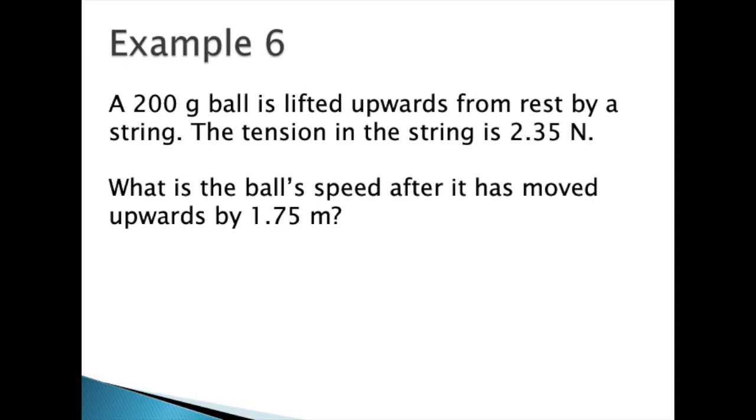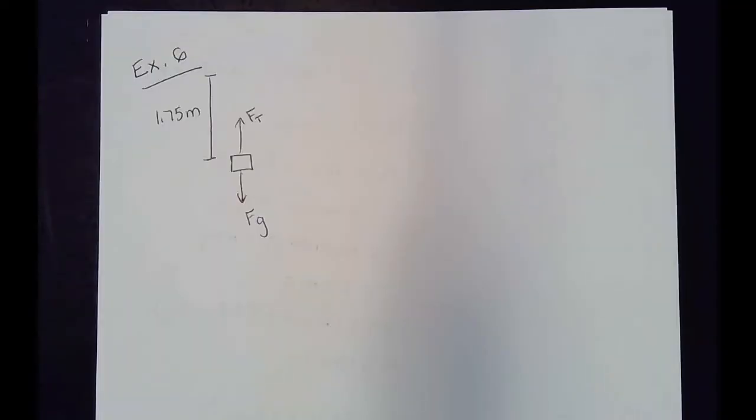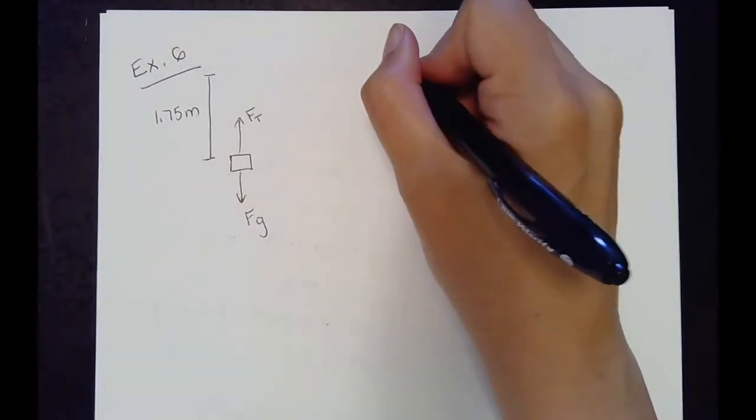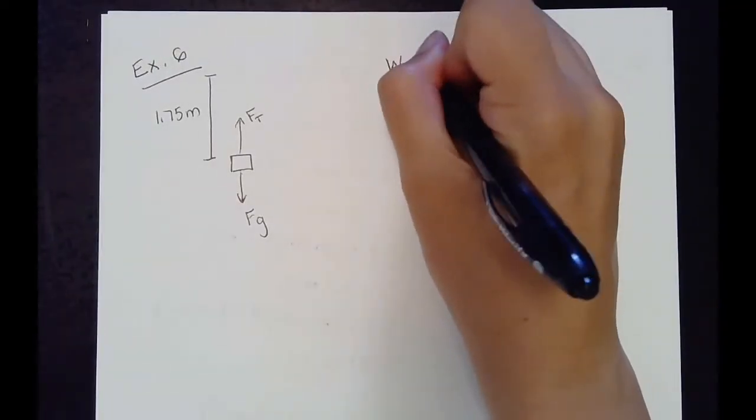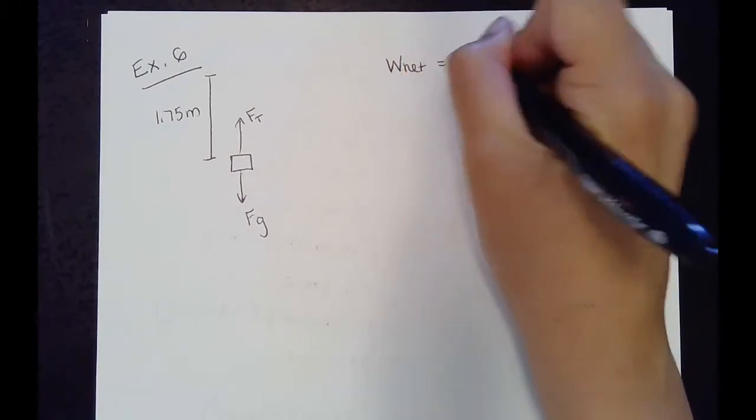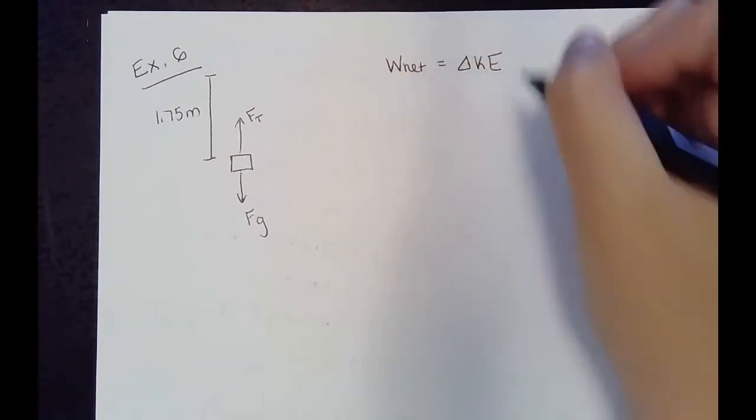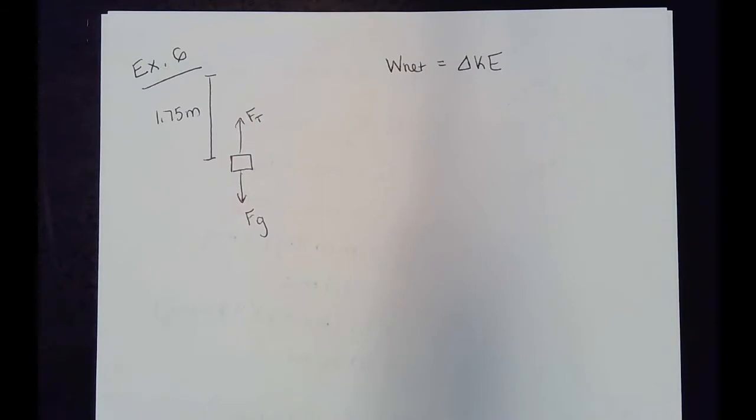Example 6, a 200-gram ball is lifted upwards from rest by a string. The tension in the string is 2.35 newtons. What is the ball's speed after it has moved upwards by 1.75 meters? This is another work kinetic energy theorem problem since we're looking for the speed after work was done. Again, we can solve by dynamics and kinematics, but we're going to use the work kinetic energy theorem.